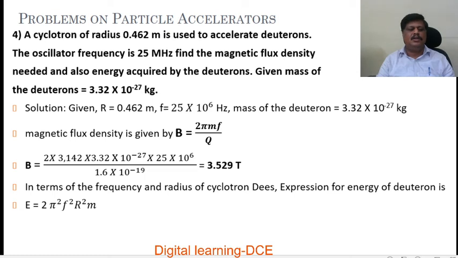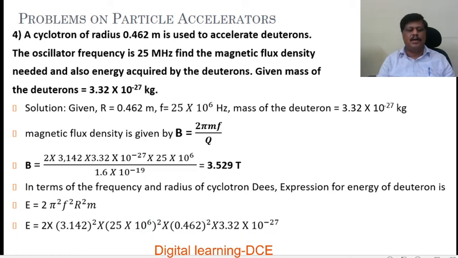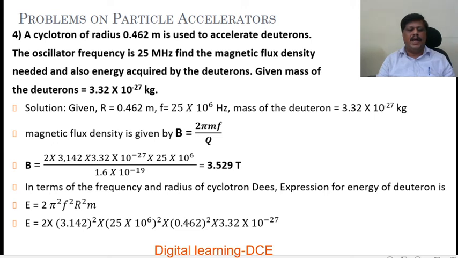In terms of the frequency and radius of cyclotron Ds, expression for energy of the deuteron is given by E is equal to 2 pi square F square R square M. So 2 pi value, substitute all the values of given parameters. F is 25 megahertz, R is 0.462 and M is 3.32 into 10 power minus 27 kg. After simplification, you will get the value of energy acquired by the deuterons is equal to 8.742 into 10 power minus 12 joule. And also you can convert this joule into electron volt also by dividing by 1.6 into 10 power minus 19 coulomb.